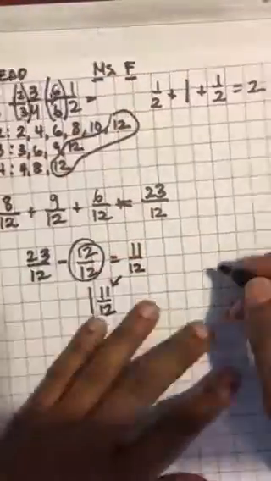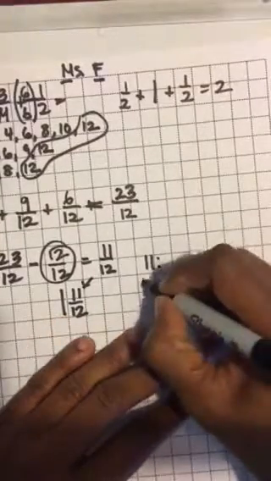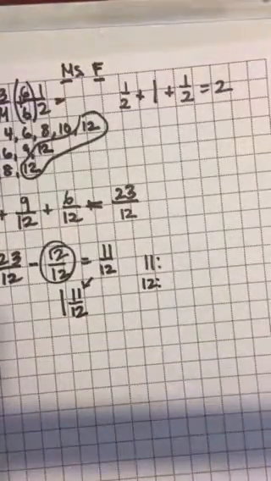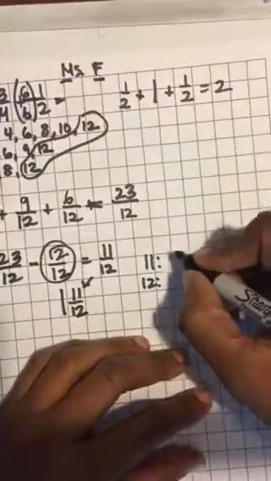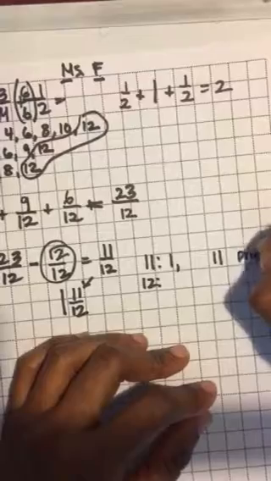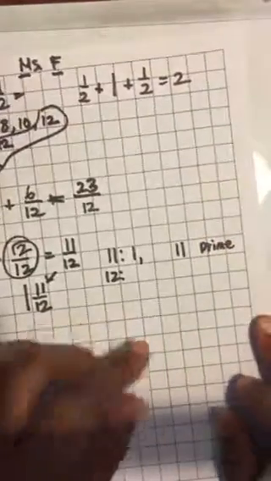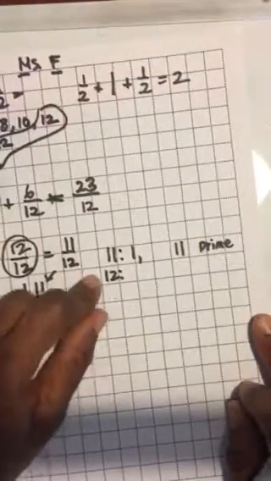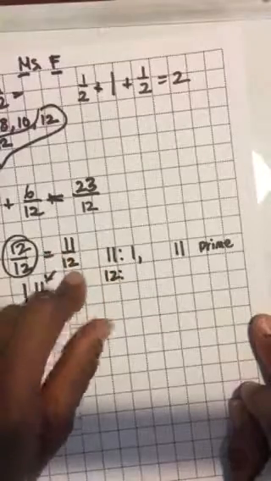Now we need to use our factors. We're going to find the factors of 11 and 12 just to see if this is in simplest form or not. The factors of 11 are 1 and 11. 11 is a prime number. It only has itself and 1 as a factor. When I count by 11s, I don't get to 12, so I think this 11 twelfths is simplified.